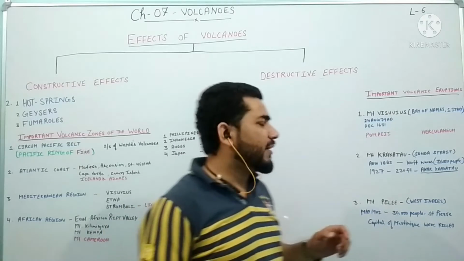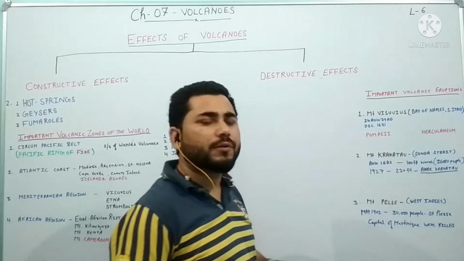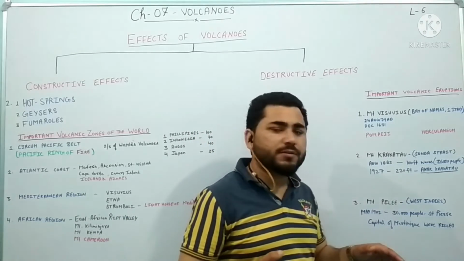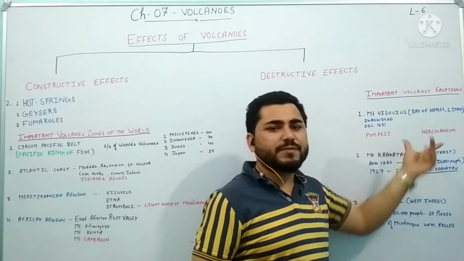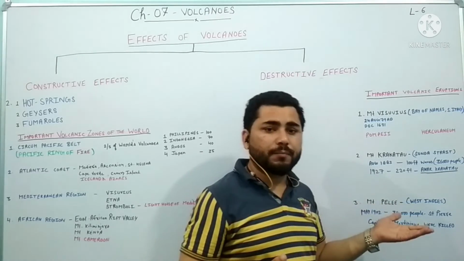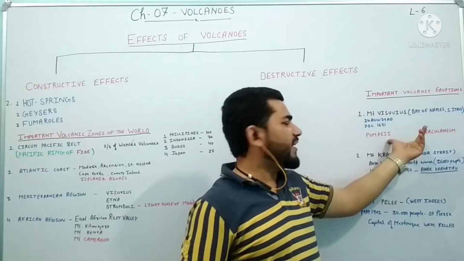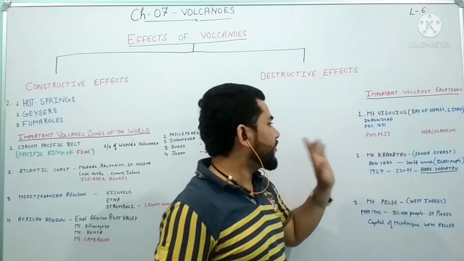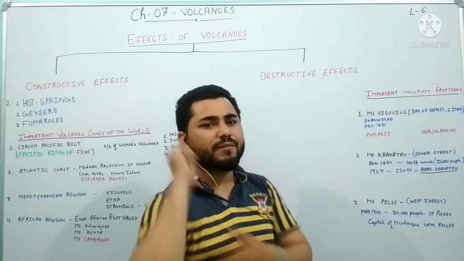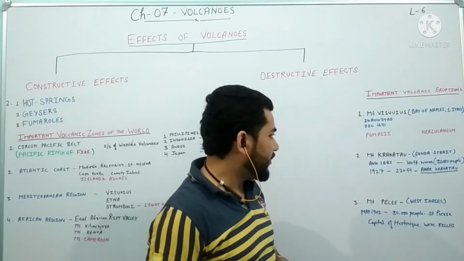After that torrential rain took place, and the mud flow of volcanic ash got cemented, so thousands of people of these two cities were buried under the volcanic ash and cemented. The entire city was killed by this eruption of 24th of August 79. Then in December 1631 it erupted again and thousands of people were killed.